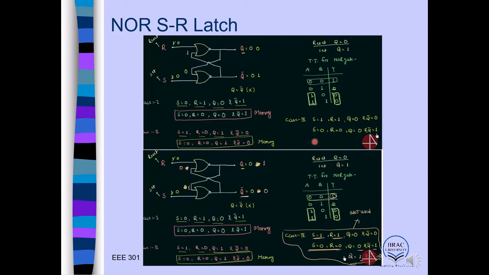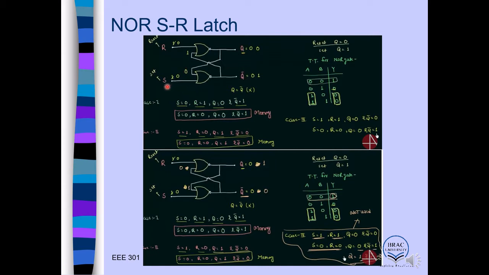So we are in this situation when S equals 0, R equals 0. We already considered S equals 1, R equals 1, where we got Q equals 0, Q prime equals 0. Now for the next state, S equals 0, R equals 0, what will be the output Q and Q prime?